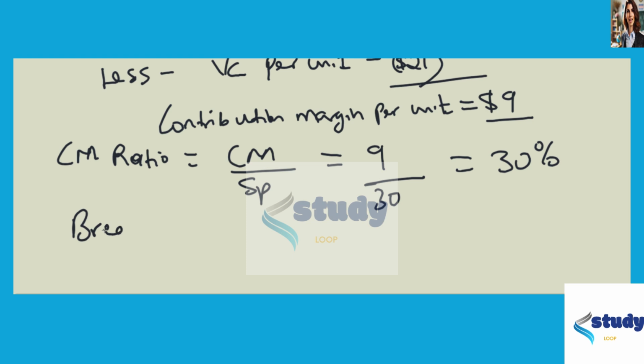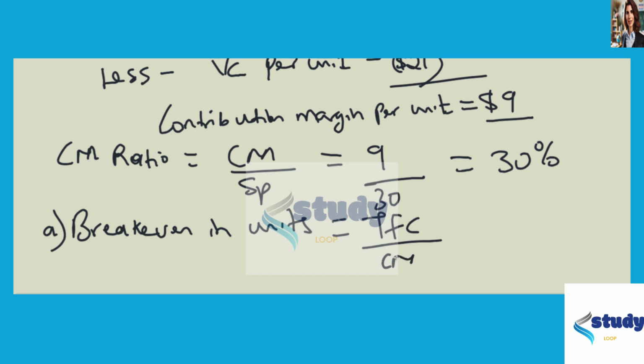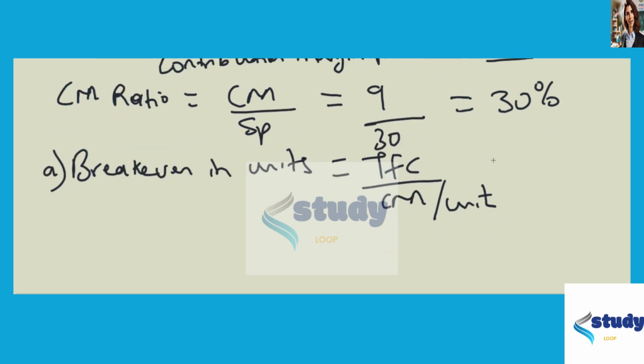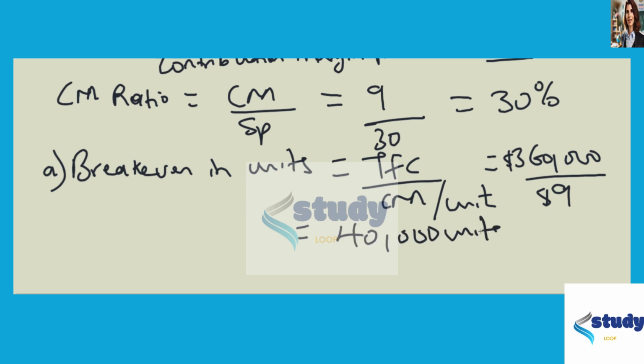Now, the first question, which is the annual break-even point in units. So therefore, the break-even point in units, which is the first part of the question, would be the total fixed cost divided by the contribution margin per unit. So here we're going to have the total fixed cost we are given in the table is 360,000, and the contribution margin per unit is $9 that we found. So when we divide this, our break-even point in units would be 40,000 units.